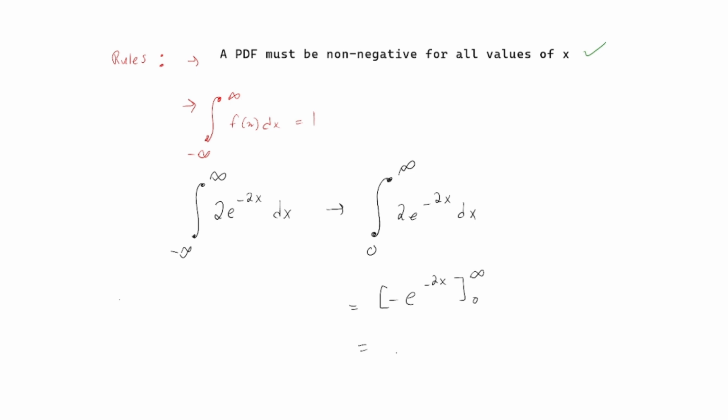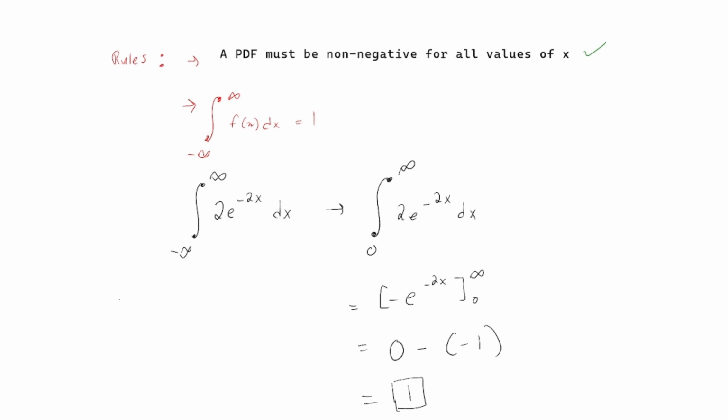So 0 minus, and let's say I put in 0 for my next value, negative e to the power of negative 2 times 0. We're going to get negative 1. So what is 0 minus negative 1? It becomes plus, so we're going to get 1.